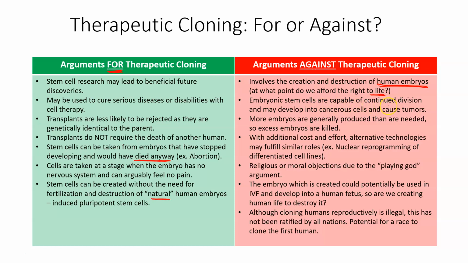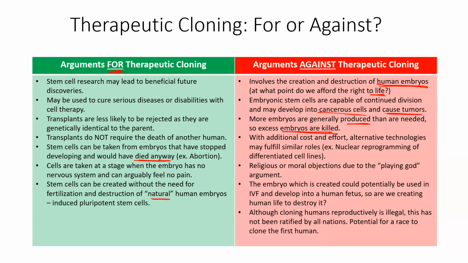Embryonic stem cells are capable of continued division and may develop into cancerous cells and cause tumors. Again, that's an against. That is a negative, because there is increased risk of tumor development, we may in fact be putting cells into a person that will eventually give that person cancer. More embryos are generally produced than are needed, so excess embryos are killed. By going towards this therapeutic cloning program, we are essentially going to ramp up the number of embryos that are developed, and therefore we're going to ramp up the number of embryos that are killed.